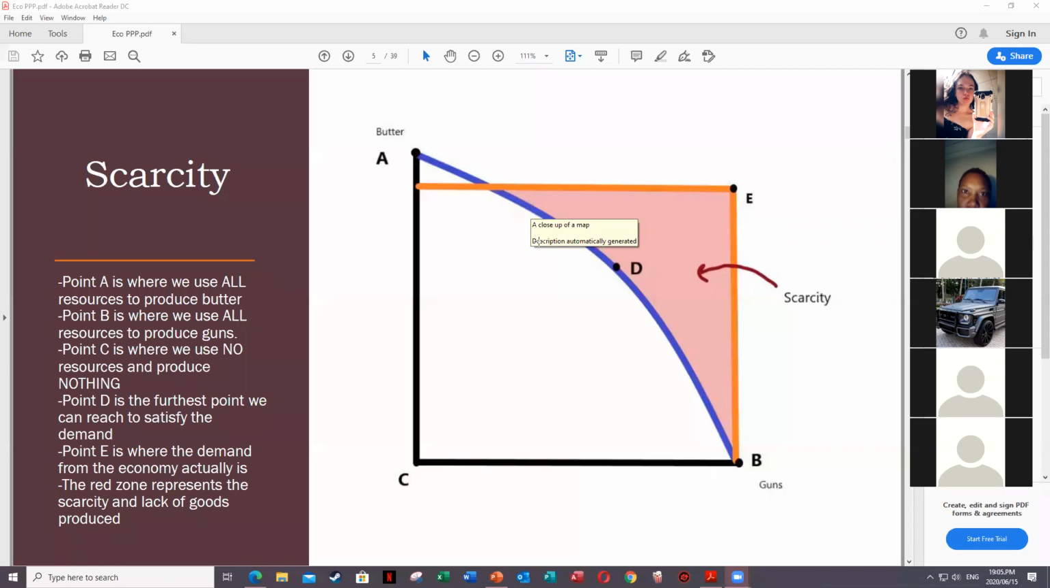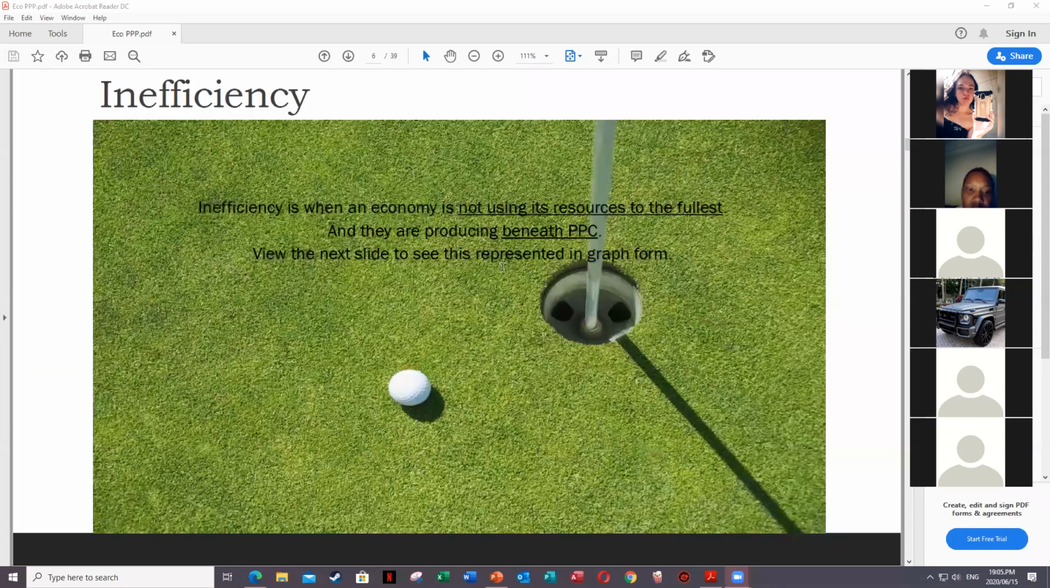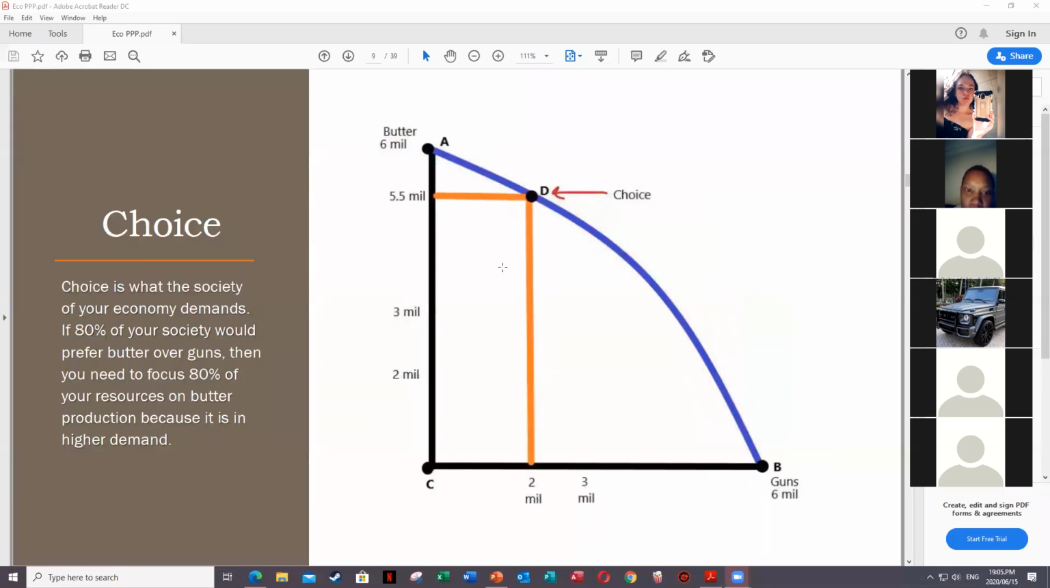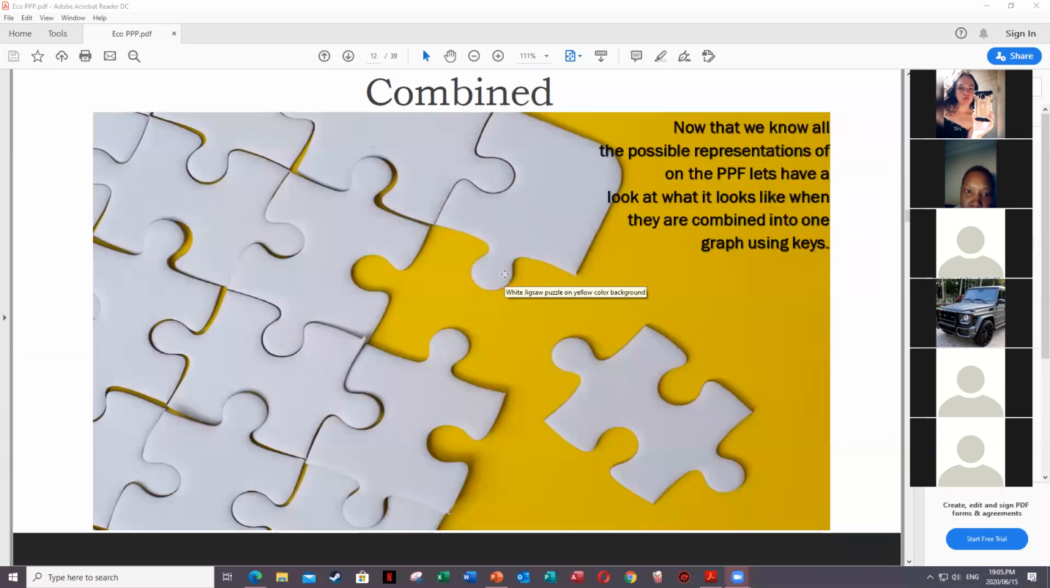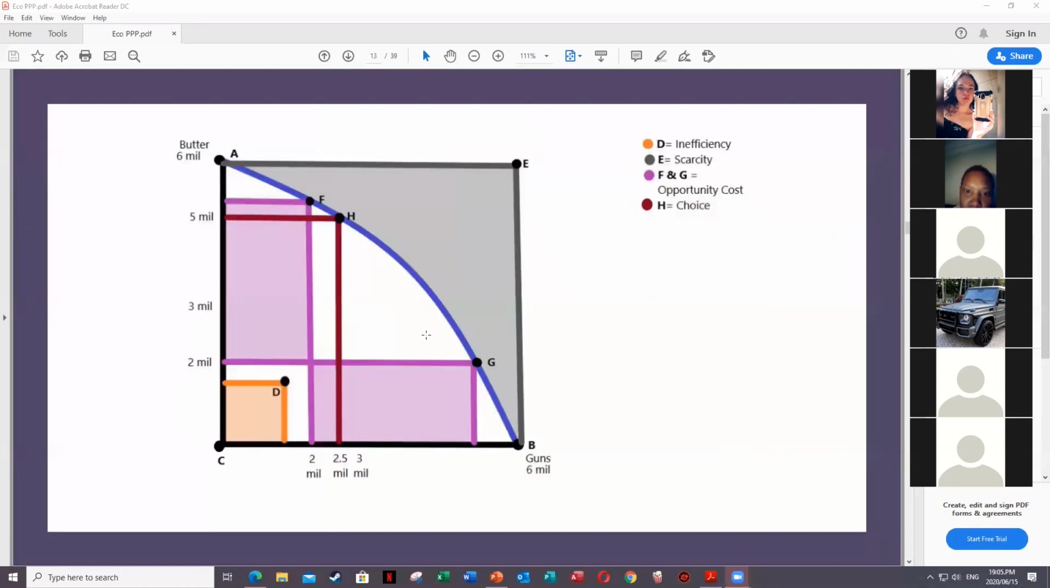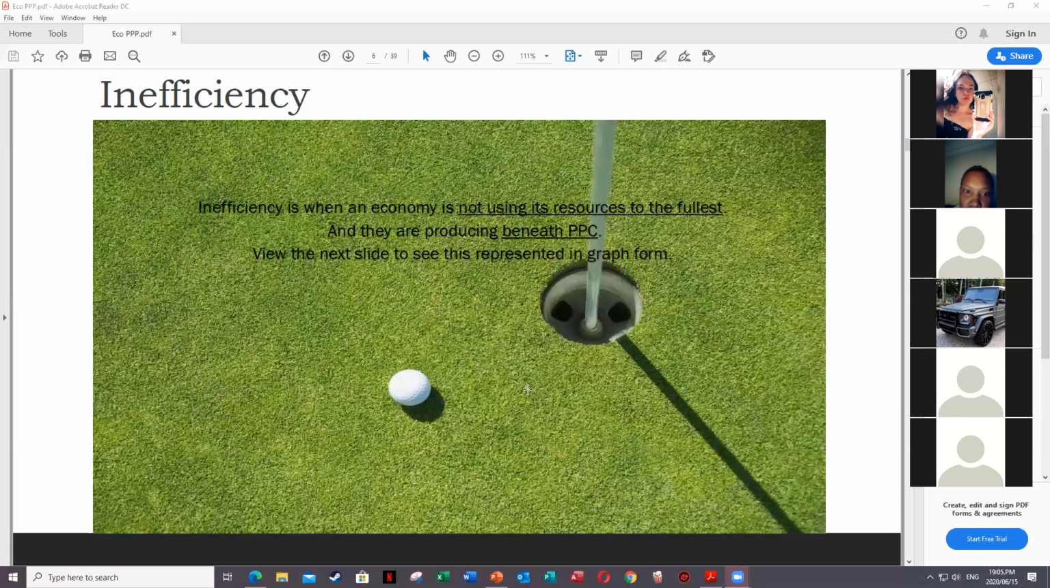I'm doing each of them individually, see? So here's the inefficiency. Here's choice. Here's opportunity cost, and then this is all of them combined at the end. That's fine. I'll show you when we get to it.